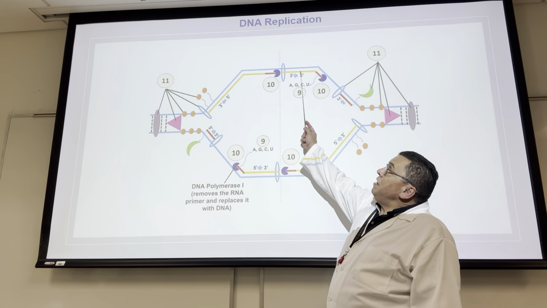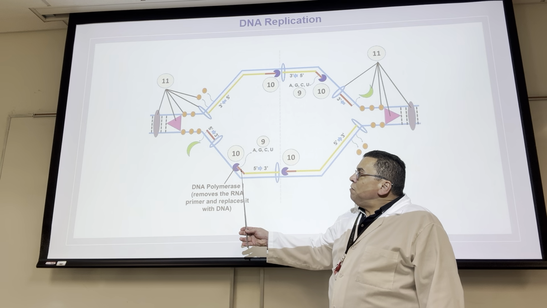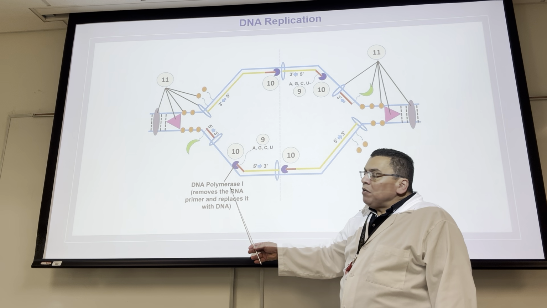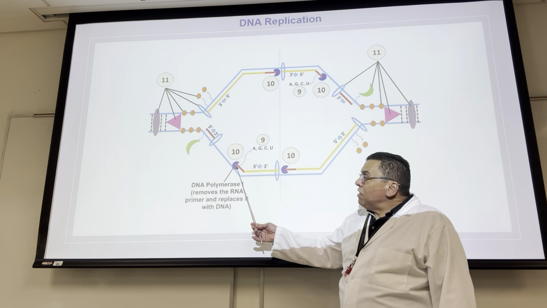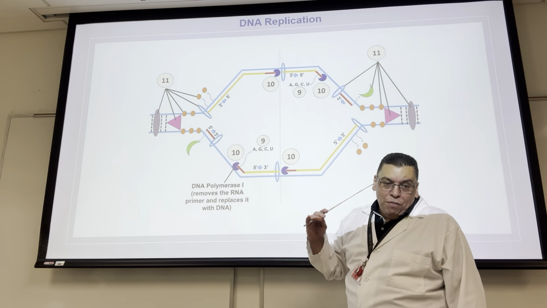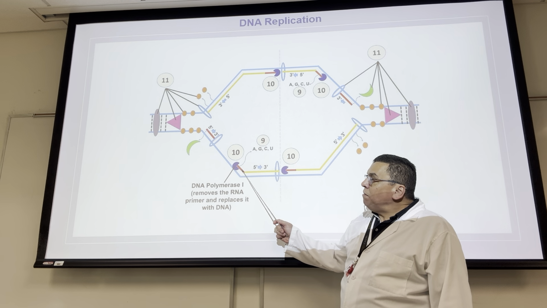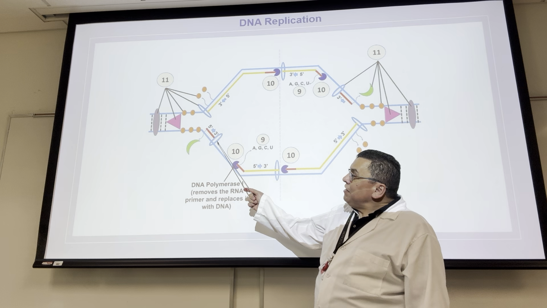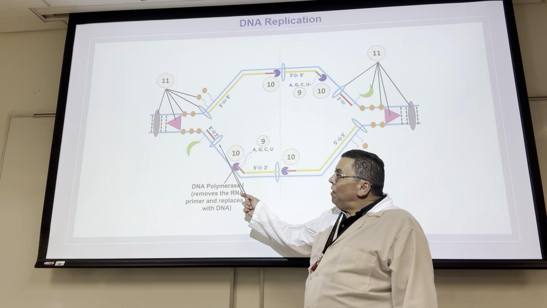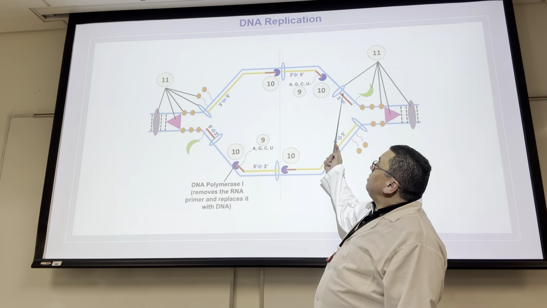This piece is done. And what's going to happen is something is going to come in to remove the primer. Here it is, DNA polymerase 1. I don't need that primer anymore. So DNA polymerase 1 is going to come in and replace the primer with DNA. So you're not going to see the red anymore. It's all going to be yellow. Meanwhile, this one is about to start making the next Okazaki fragment. And so is this one.